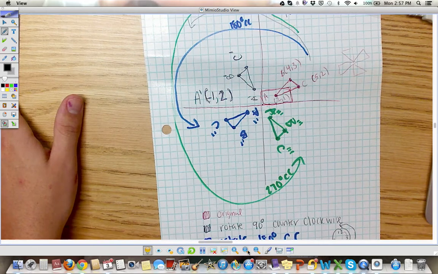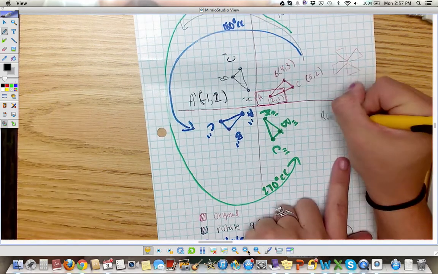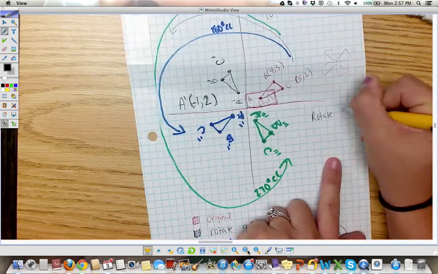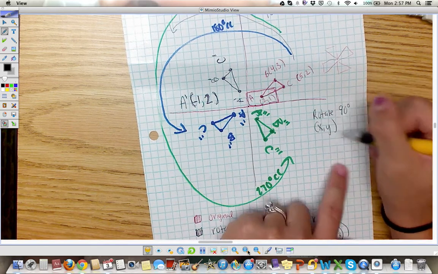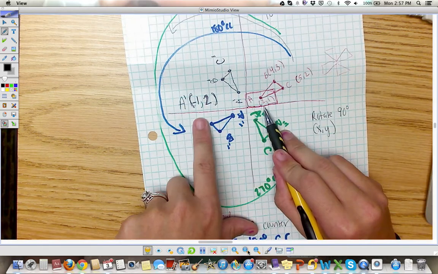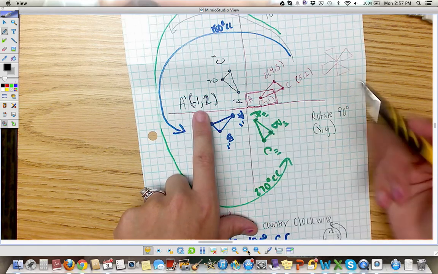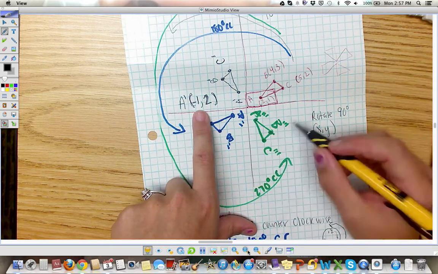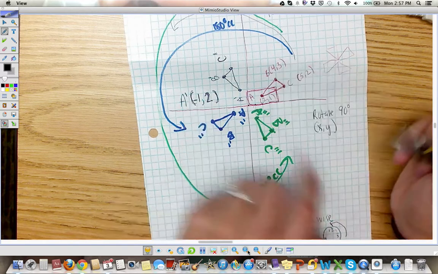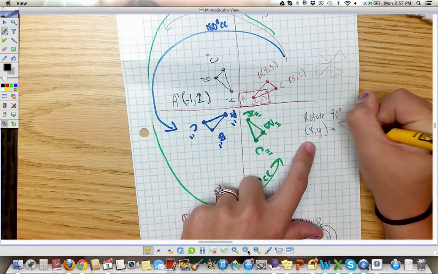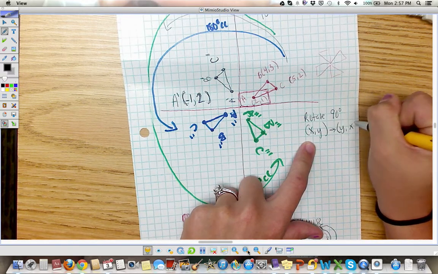So what happens when I rotate 90 degrees? So if I had x, y, what changed from here to here? Talk to a partner. Press pause, play when you're ready. So if we look, it was 2, 1, now it's 1, 2, just for numbers. So it was x, y, now it's y, x, we switch them.